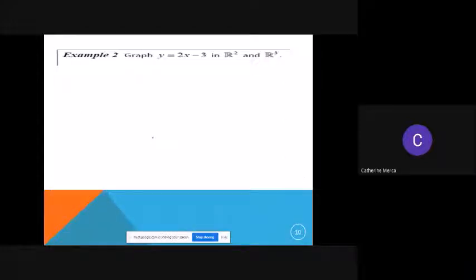If you're asked to graph y equals 2x minus 3 in R squared, what would be the graph of this? If it's only 2D, it's not graphed on the R line alone, because this is two-dimensional, right? It has x and y axes. So in R squared, what does 2x minus 3 look like? Anyone? A line, ma'am. Line, okay.